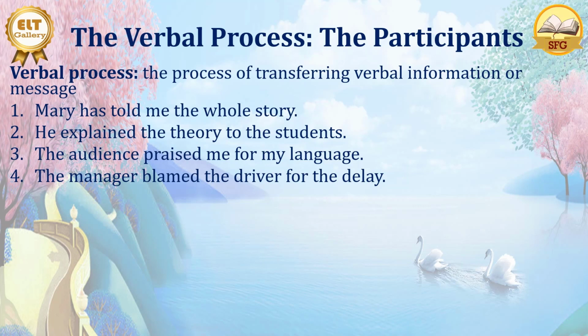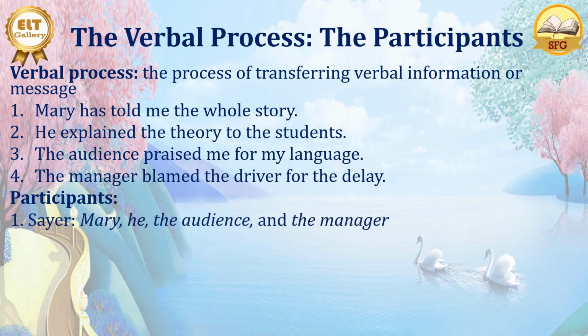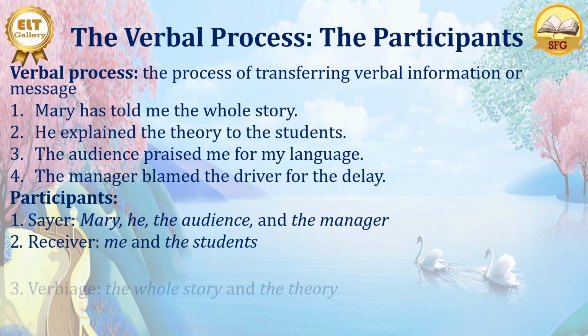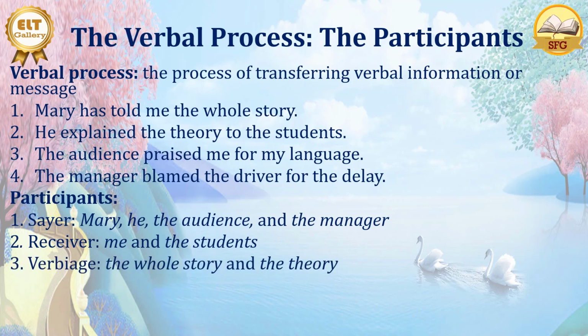Here we have the processes. We have the participants. We have the sayer, like Mary, he, the audience, and the manager here. So those are the persons who produce, who say something. And then we have the receiver here, me and the students. So Mary told me and he explained the theory to the students. These are the receivers. And then we have the verbiage, the whole story and the theory. So the whole story and the theory are what come to me and to the students respectively.